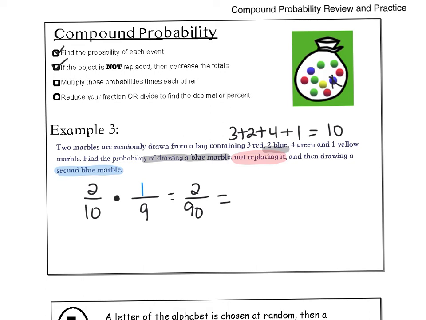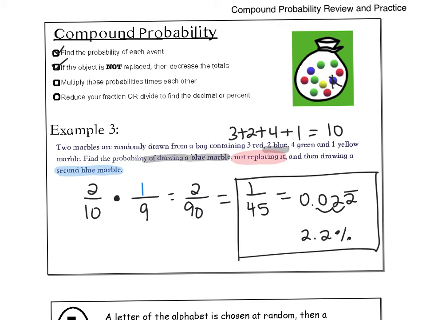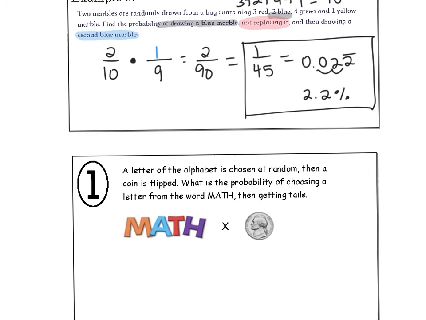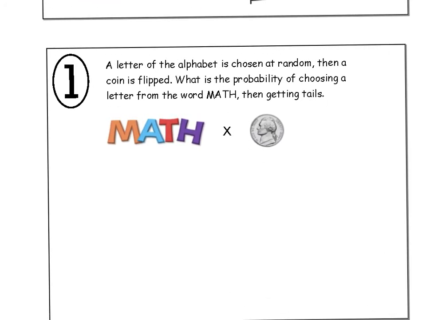And 2 goes into itself once. 2 goes into 90 45 times. Or remember that you could always take your fraction and divide to get your decimal, and it would be 0.02 repeating. So that would be 2.2%. Okay, remember any one of these three is a correct answer. All right, so let's do one of these together.